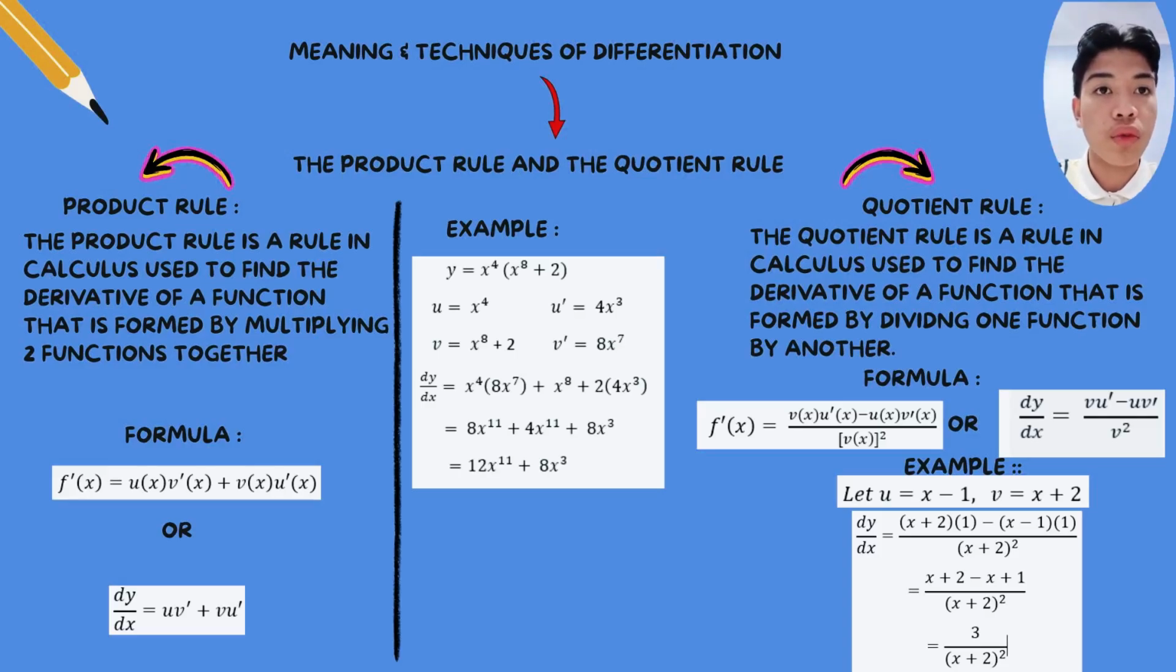The quotient rule is a rule in calculus used to find the derivative of a function that is formed by dividing one function by another. The formula used in this rule is y'(x) equal to v(x) u'(x) minus u(x) v'(x) divided by open bracket v(x) close bracket squared, or dy over dx equal to v u prime minus u v prime divided by v squared.